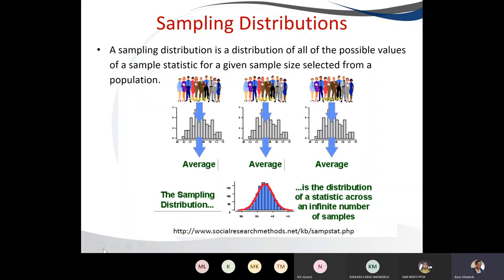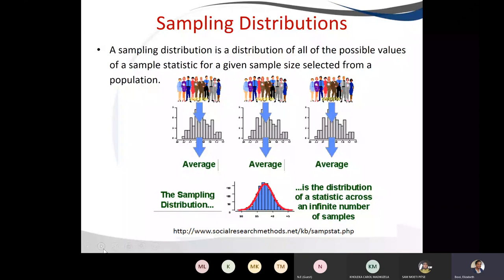So for example, if you have UNISA students, you get a pool of all UNISA students into one basket, and you go in there and you select 10 students, you put them somewhere. Then you go again and select 10 students and put them somewhere, and go and select 10 students and put them somewhere. And those we call samples. When you have all these samples, you calculate the means for all the samples.